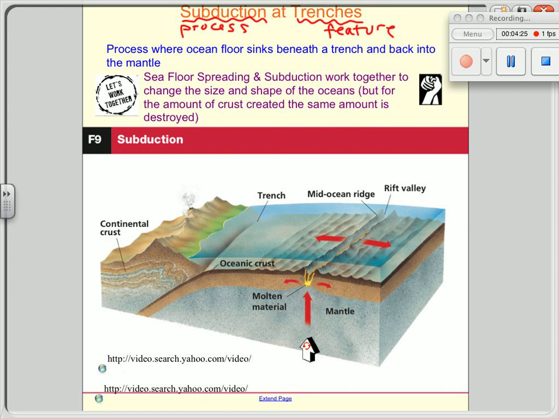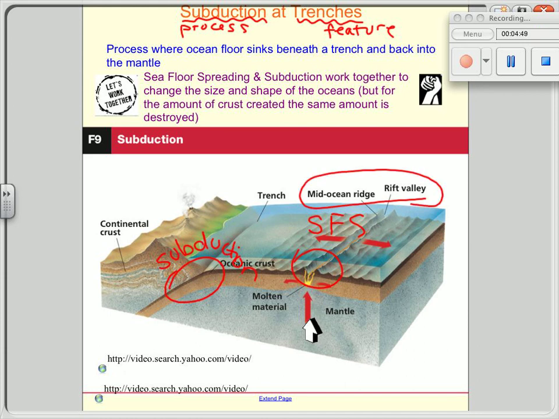And if we look at this picture, here we have seafloor spreading happening here. And I'm just going to write SFS for seafloor spreading. And then the opposite process is happening over here, subduction. Where is seafloor spreading happening at? Seafloor spreading is happening at the mid-ocean ridges or the Rift Valley. Where is subduction happening at? Subduction is happening at trenches.